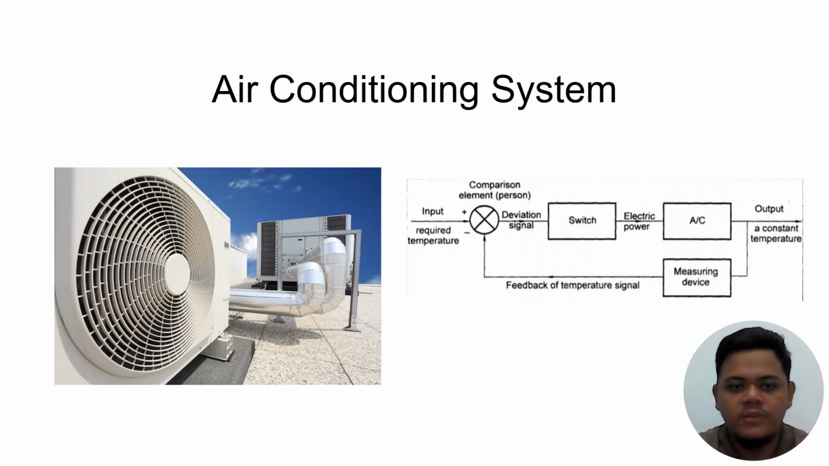Example number three is the air conditioning system. For the air conditioning system, we have the input going to the signal, and we apply electric power to the AC, and the AC will give the output. The feedback for the air conditioning system is a measuring device.